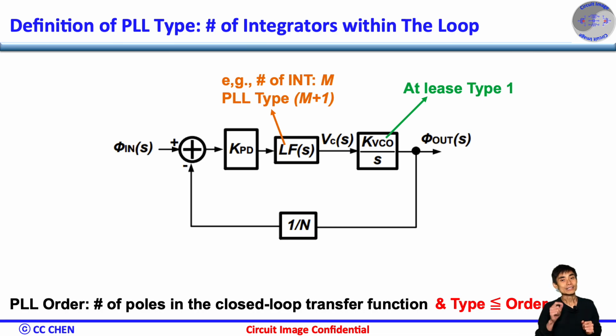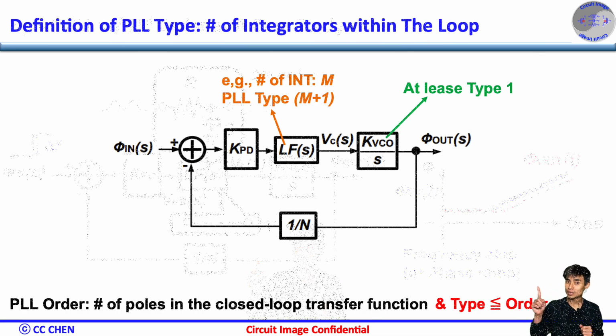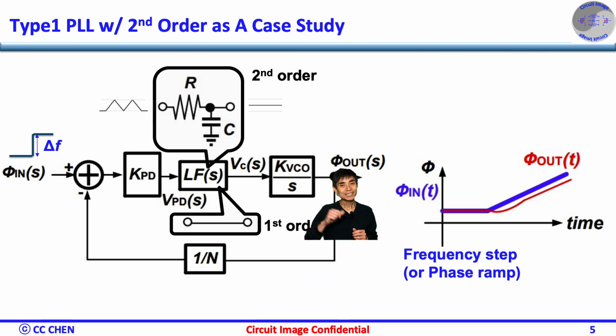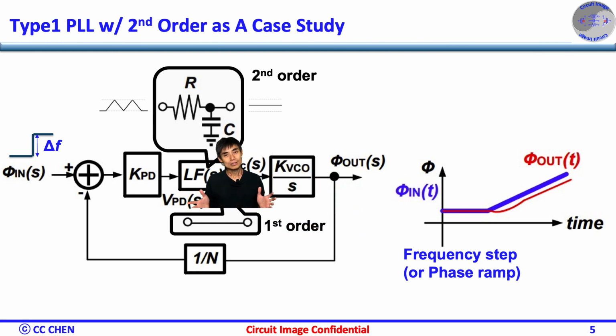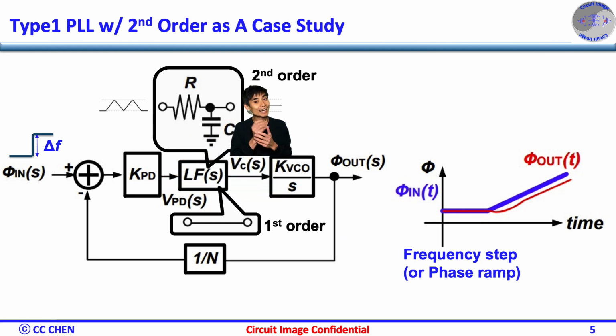Let's start with a simple type 1 PLL. Here, we take the type 1 PLL, only one integrator, with a low-pass filter as a second order case study. What's the simplest low-pass filter? Correct. An RC filter would be the simplest one. But why do we need it?